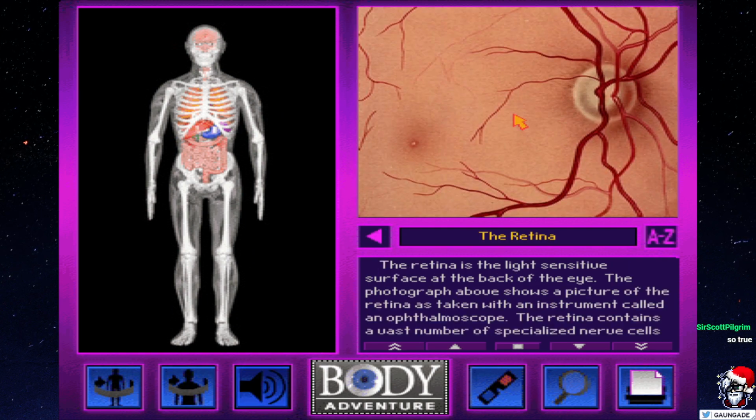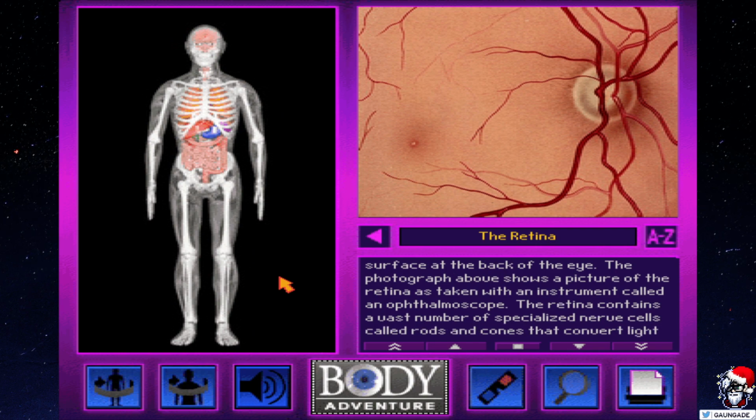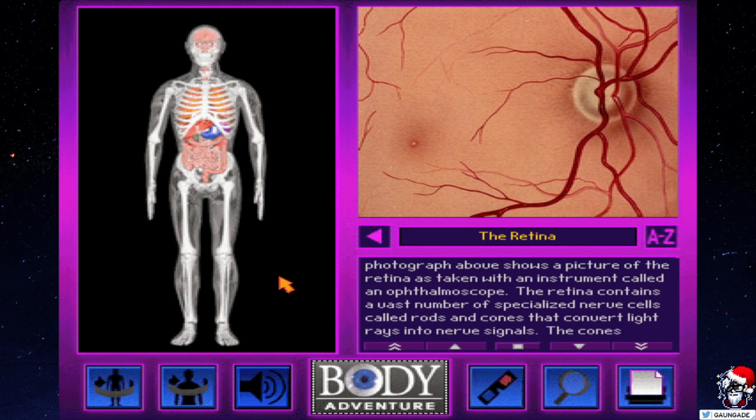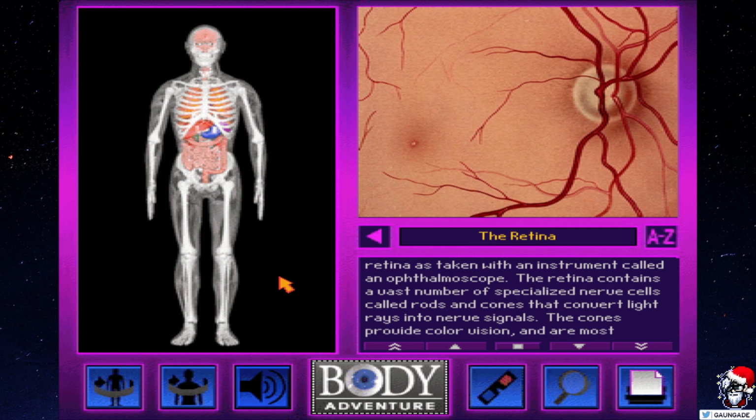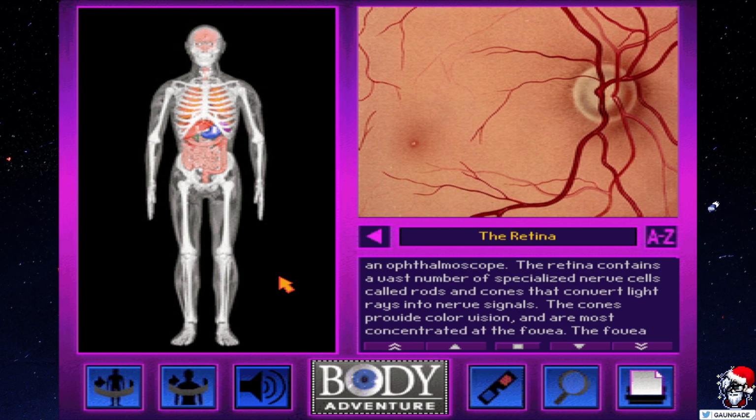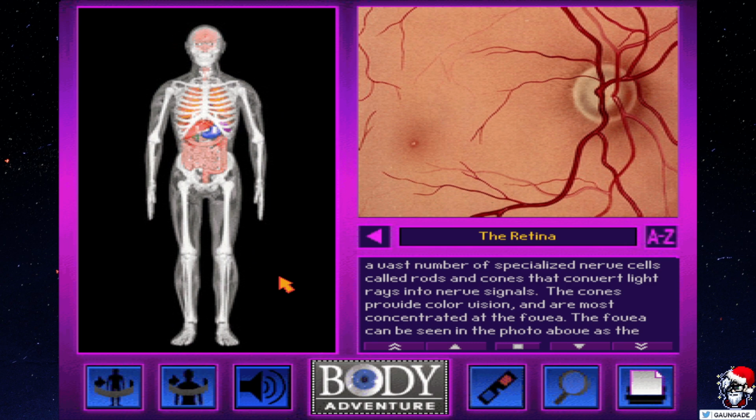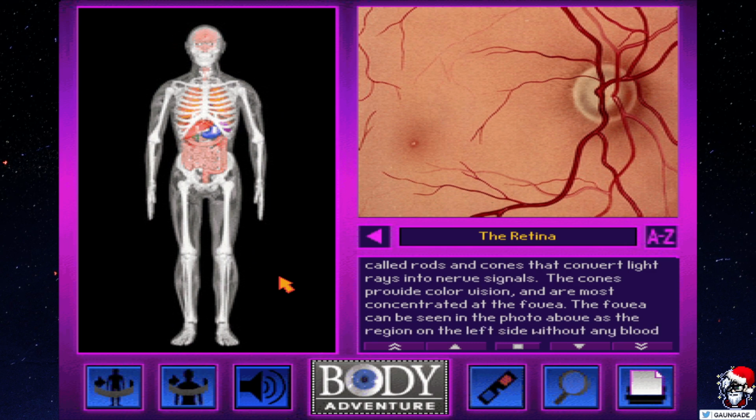The retina. The retina is the light-sensitive surface at the back of the eye. The photograph above shows a picture of the retina as taken with an instrument called an ophthalmoscope. The retina contains a vast number of specialized nerve cells called rods and cones that convert light rays into nerve signals. The cones provide color vision and are most concentrated at the fovea.